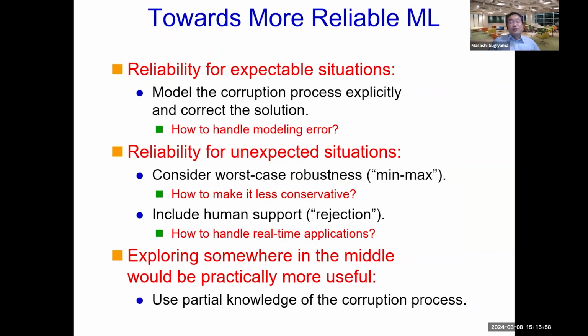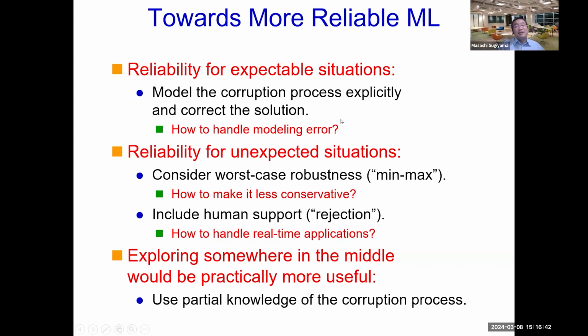Then the last issue. We are working on these weakly supervised learning methods as a part of reliable machine learning research. We want to improve the reliability of machine learning. So if we have weak supervision, still we want to have a reliable machine learning solution. That was the target so far. Our basic approach was reliability for expectable situations. We model the corruption process. In the case of weak supervision, we assume we know how the weak labels are produced. Then based on that corruption process or generation process, we corrected the solution.